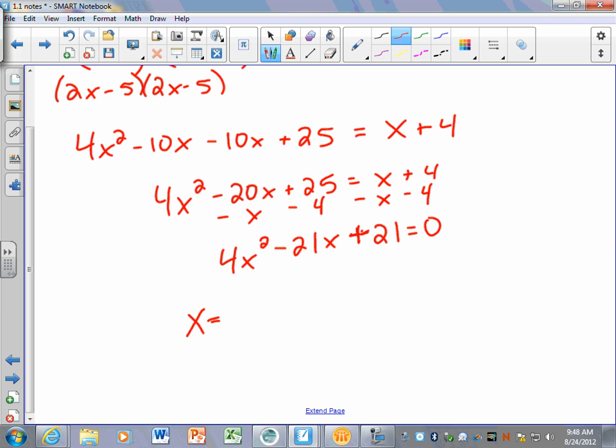Let's just see what. Oh, just skip it? Is that what you said? Okay. This class has a lot of problems that don't work out very nice, so we have to kind of get used to dealing with answers that don't work out very nice. Negative b plus or minus the square root of b squared minus 4 times a times c all over 2 times a.